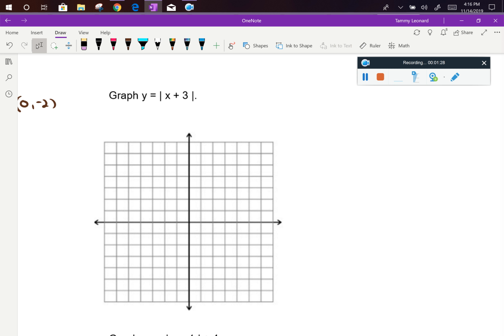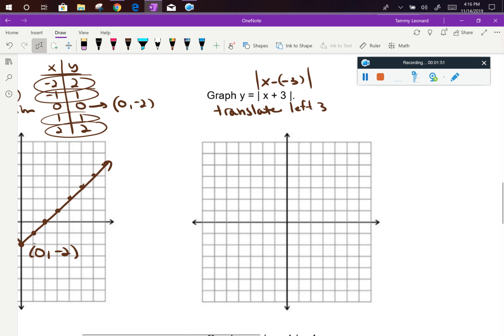Looking at the next one, I see that there's a +3, but that it's inside. And I know that I always want to think of that as being the opposite of what I see in the problem. So I know that this is really going to translate left 3 spaces. But it's coming from the same parent function that we used a moment ago.